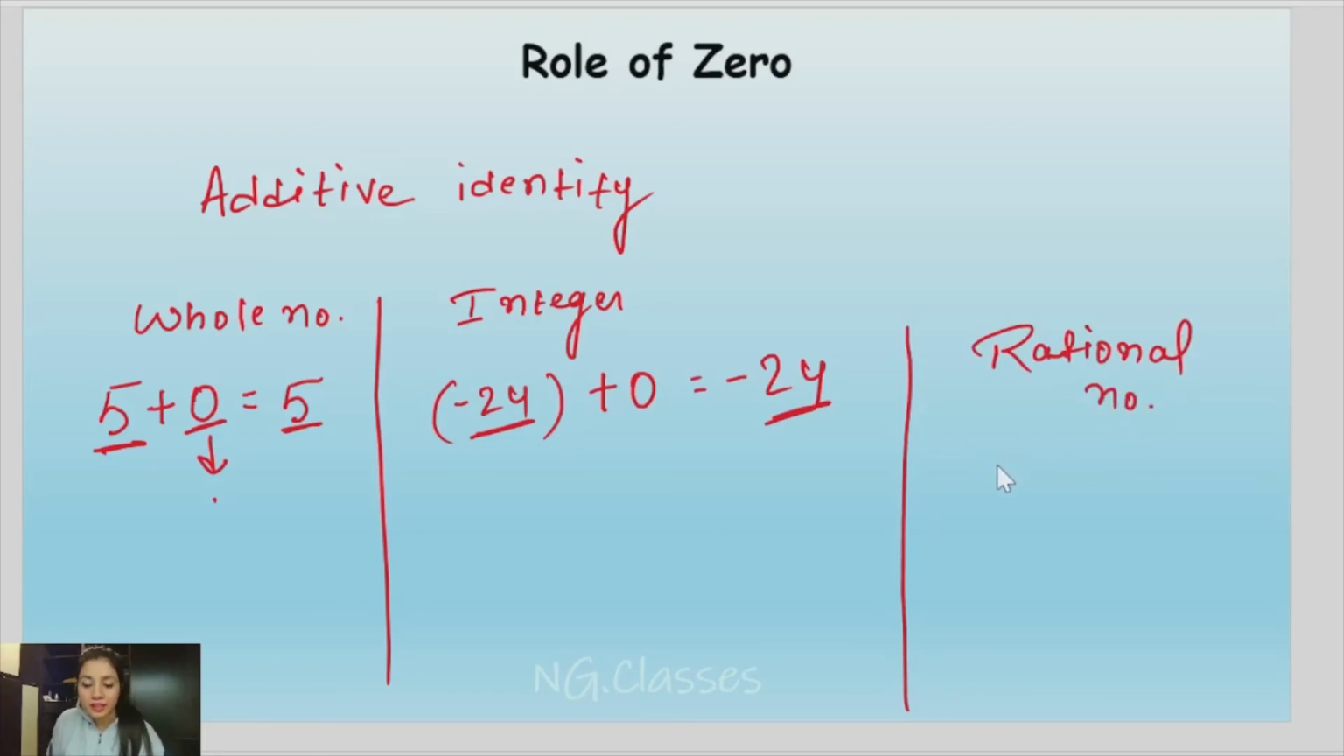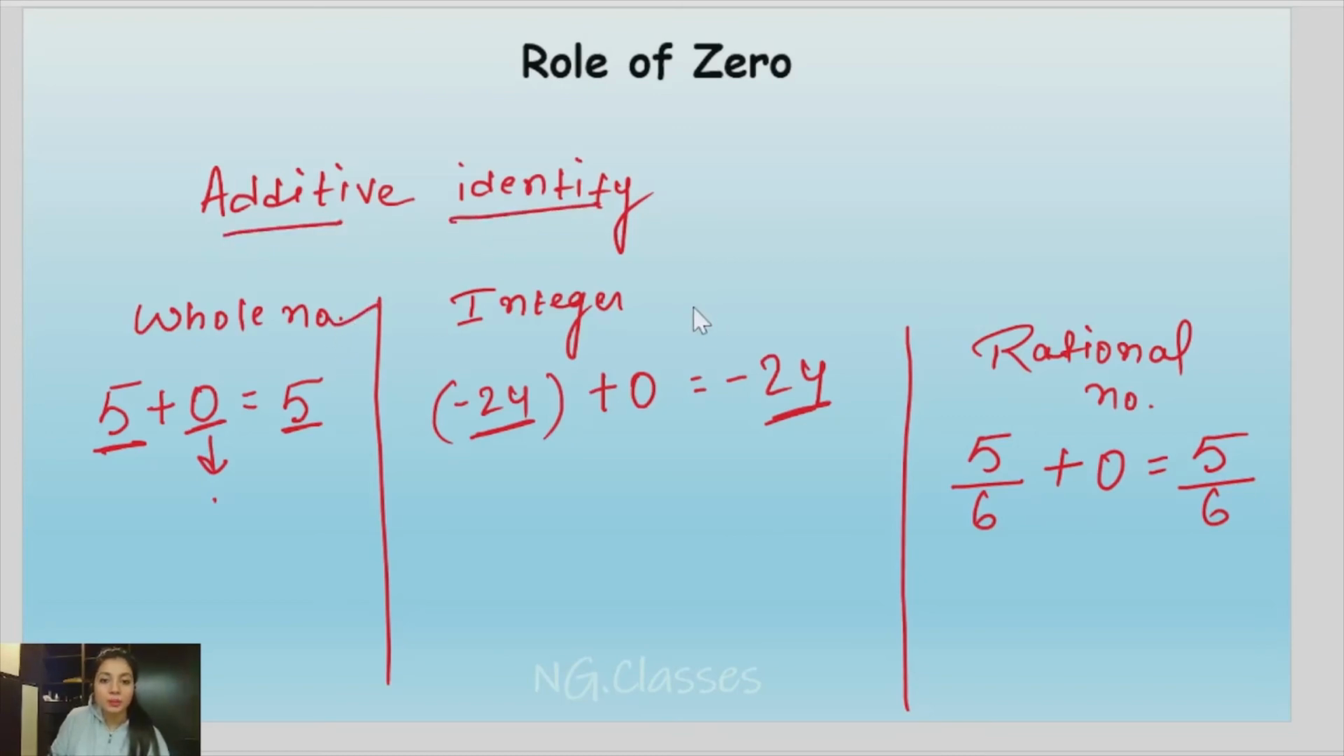Suppose you take any rational number like 5 by 6, and if you add 0 with it, our answer will be 5 by 6 only. So the identity of 5 by 6 is not changing. Earlier also it was a fractional number 5 by 6. Now also it's a fractional number 5 by 6 only. So it's the same. So 0 is called the additive identity for whole numbers, integers and rational numbers.